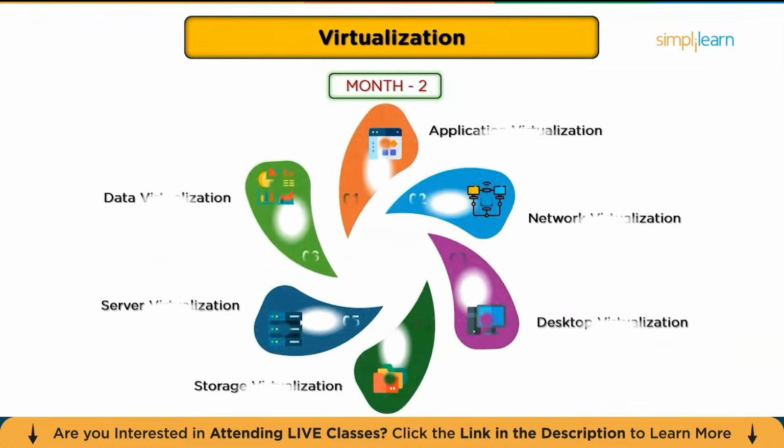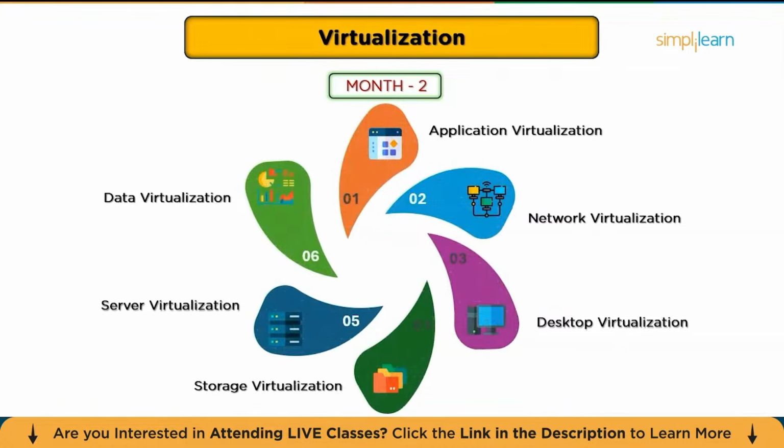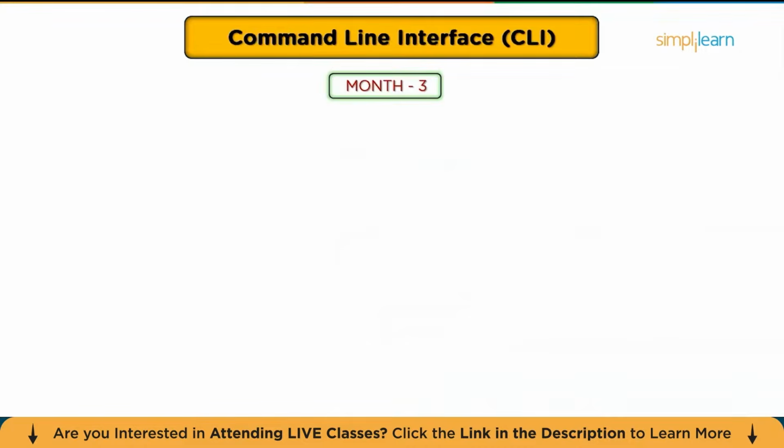So DevOps engineers should also be familiar with different types of virtualization to manage resources efficiently. Some of the virtualizations that you can get familiar with are application virtualization, network virtualization, desktop virtualization, storage virtualization, server virtualization, and data virtualization. Now let's move on to the third month.